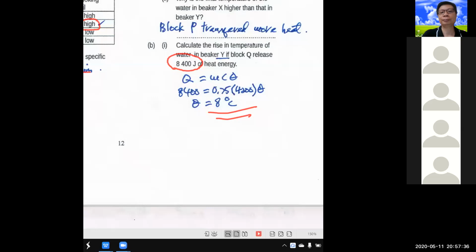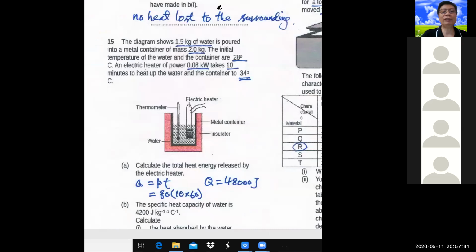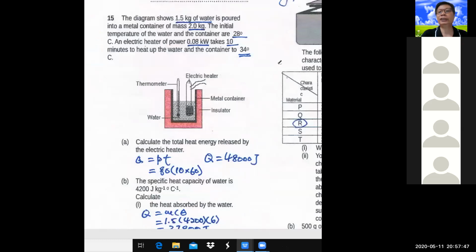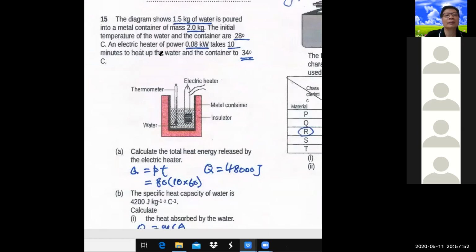Okay, next one. Next is question 15. This one you need to prepare to skip. The diagram shows 1.5 kilogram of water. So here we have 1.5 kilogram of water poured into a metal container. This is a container, very thick. Now see the metal. Mass 2.0 kilogram. This metal is also very heavy, 2 kilo. The water 1.5 kilo, this metal 2 kilo.